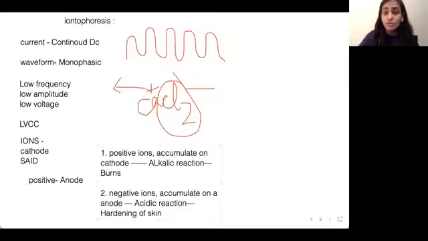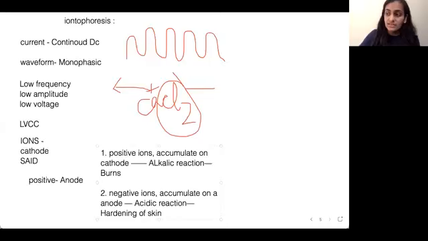So which one do you think is more dangerous? Is it the alkaline reaction or the acidic reaction? It's the alkaline reaction. So whenever you are using a cathode, you have to be more careful about burns, right? Whenever we are using a cathode, we have to be more careful about burns. Always remember that. Now your next question here is, what do we understand by current density?